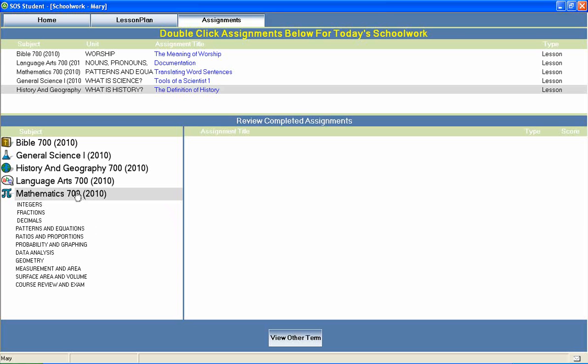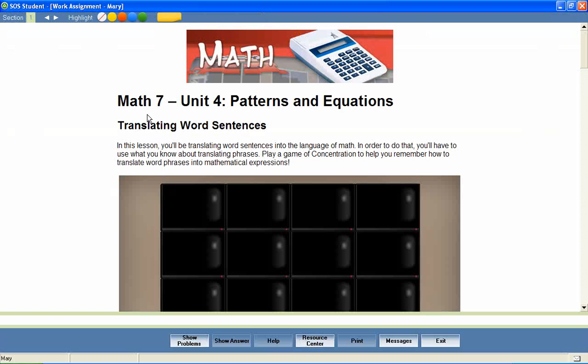Now let's take a look at a 7th grade math lesson to see how concepts like these are covered. In a unit entitled Patterns and Equations, let's look at a lesson called Translating Word Sentences.